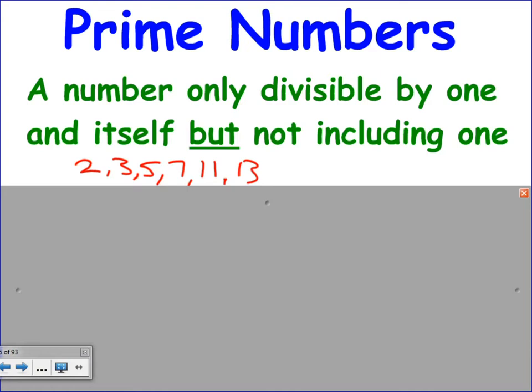All of these numbers are only divisible by 1 and themselves. You can't divide these by 2 because they're all odd. In fact, you'll never see another prime number other than 2 that is even, because it's divisible by 2. So these are only divisible by 1 or themselves. 11, only divisible by 1 and itself. 13 is only divisible by 1 and itself. Carry on. 17. And 19.